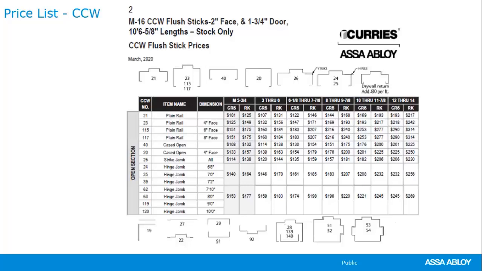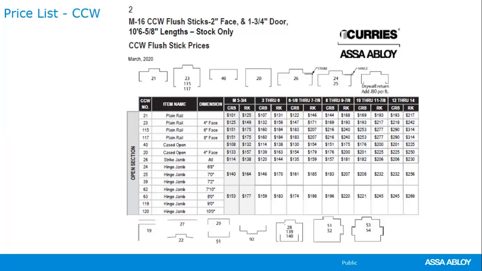The next section in the Curries price book gets into the CCW or stick material. It goes through and it lists out your 5 3/4 material, the various face dimensions that are available there. You'll see also, the nice thing is at the very top of the chart, you'll see the configurations or the profiles of these part numbers, and it's associated with what we call a CCW number, which is listed to the left of the chart.